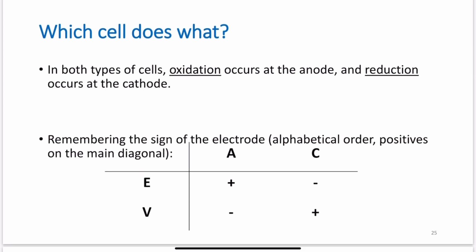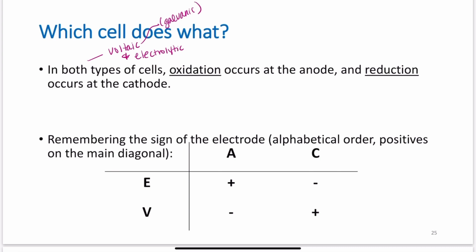Which cell does what? In both types of cells, meaning voltaic and electrolytic, voltaic again also means galvanic. But when I say both types, I mean voltaic and electrolytic, or galvanic and electrolytic. Oxidation is at the anode, reduction is at your cathode. That never changes. What changes is which species is at what position. But oxidation is always the anode, reduction is always the cathode, no exceptions.